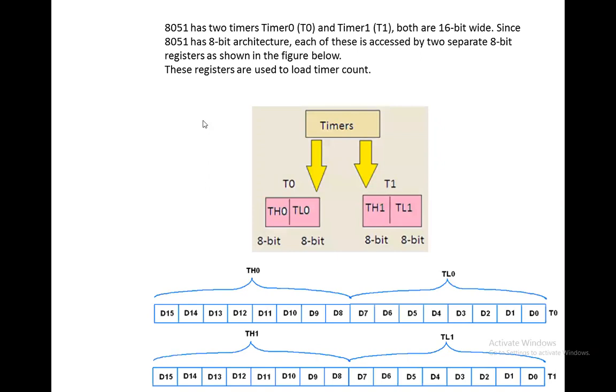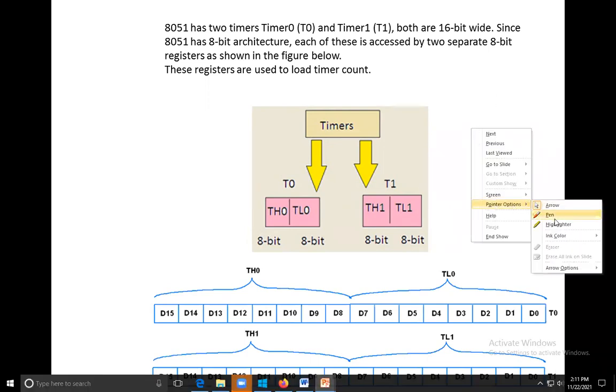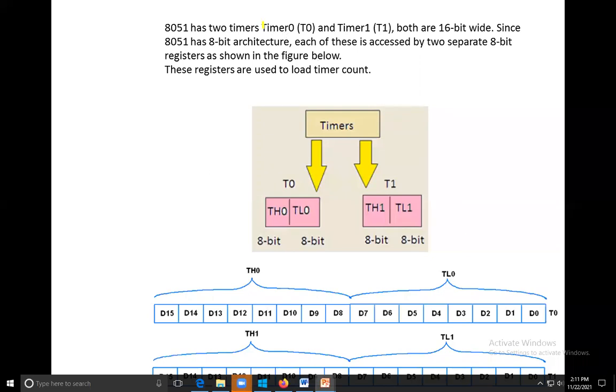Okay, so this is the timer. The 8051 has two timers, timer 0 and timer 1. These are the two timers in the 8051, and each timer is 16 bits wide.